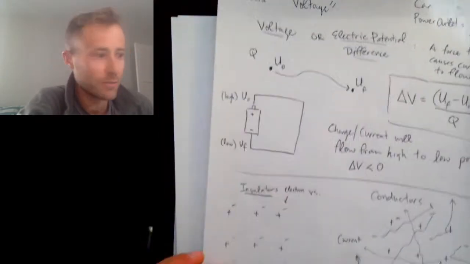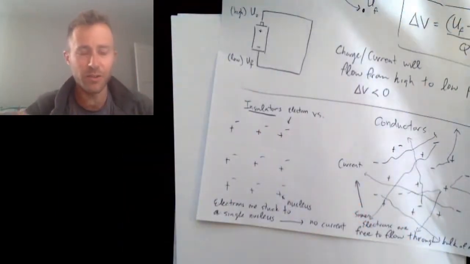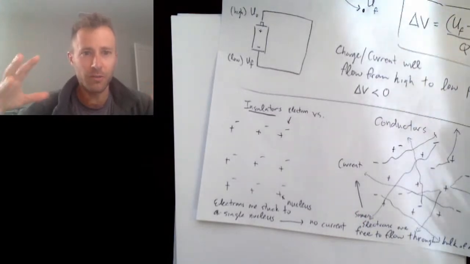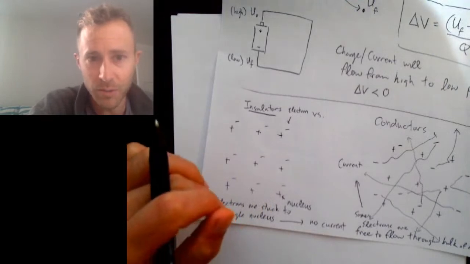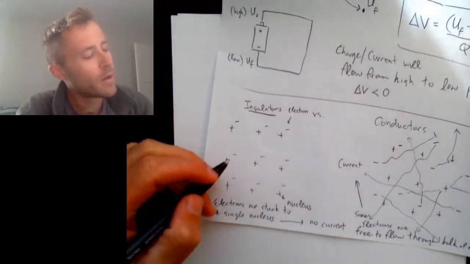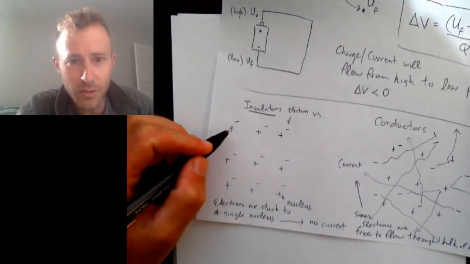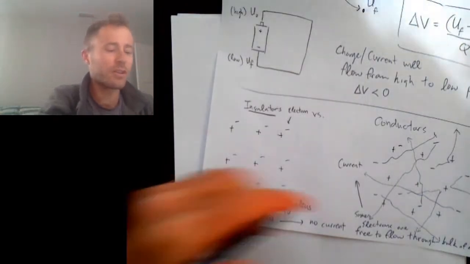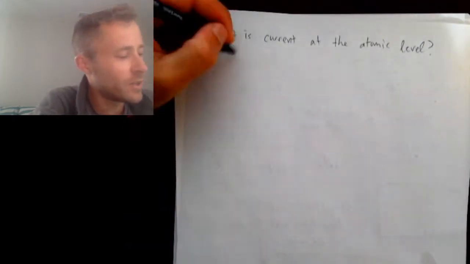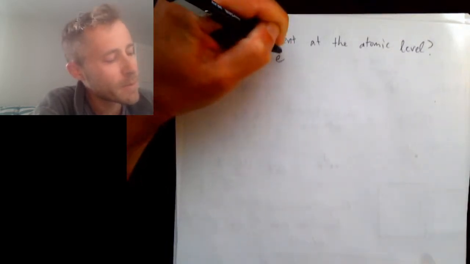So the positive nuclei are basically like the skeleton. They're the rigid structure of a material, and the electrons can move around within that rigid structure. So the nuclei are positively charged. They're big, they're heavy, and they're rigid. They're stuck in place. The electrons are light and they're moving around. So basically, it is the flow of electrons.